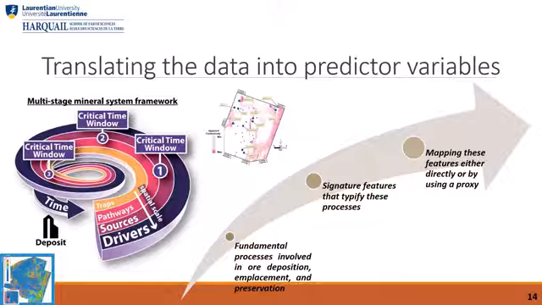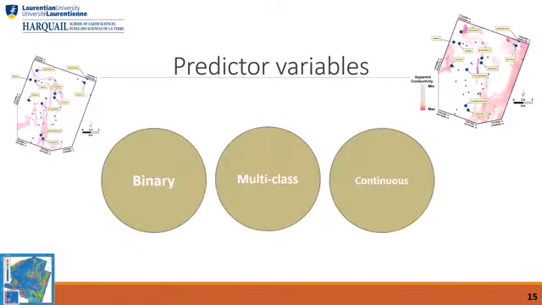And what we do is we try to simplify those processes by defining them and translating them into mappable exploration targeting criteria, either directly or by using a proxy. And we can develop different types of predictor variables or evidence layers. This is something that we'll be talking about in more detail shortly.